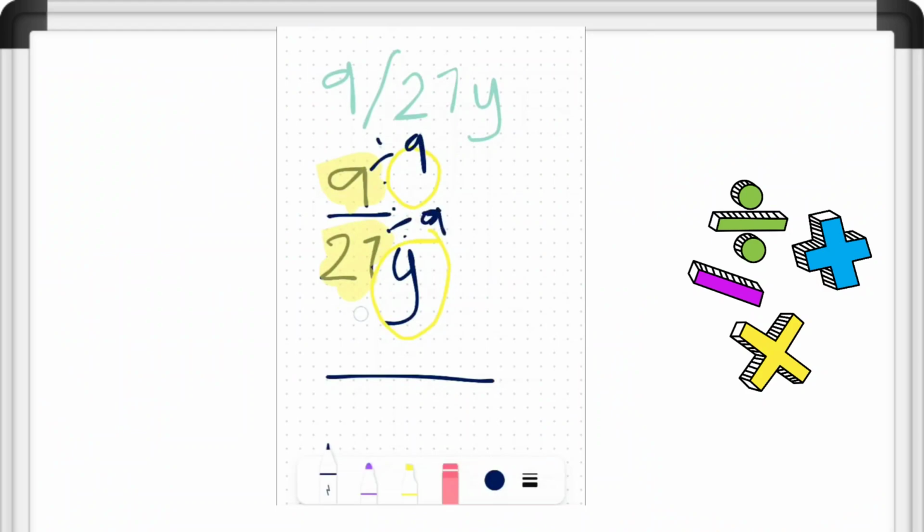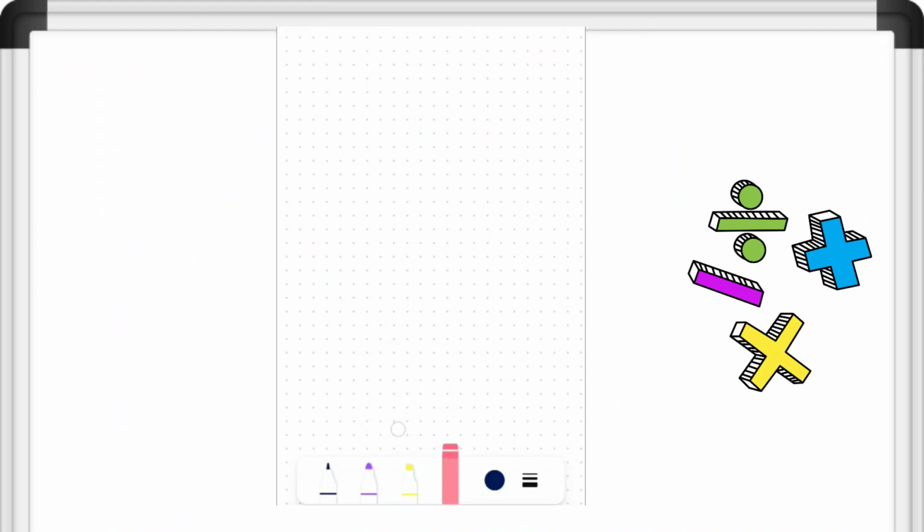So if I simplify, 9 can go into 9 and it can go into 27. So 9 divided by 9 is 1. And 27 divided by 9 is 3. And I'm left with the y at the bottom. And that is your final answer. We'll look at C now.